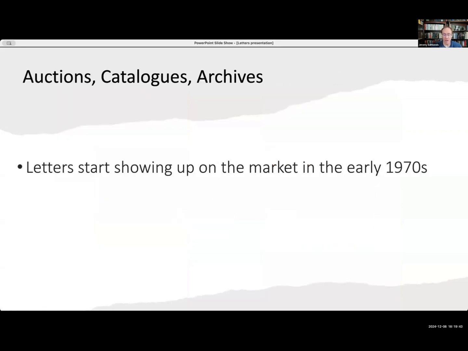The next source after letters was published is auction catalogs, dealer catalogs, and archives where donations of materials have been made or acquisitions have been made. The first auction that I'm aware of a letter from Tolkien was actually held in July of 1973. So before Tolkien had actually passed away, this letter was put up on the market and sold through Sotheby's. Since then, there have been many hundreds of auctions and dealer letters that have been sold.